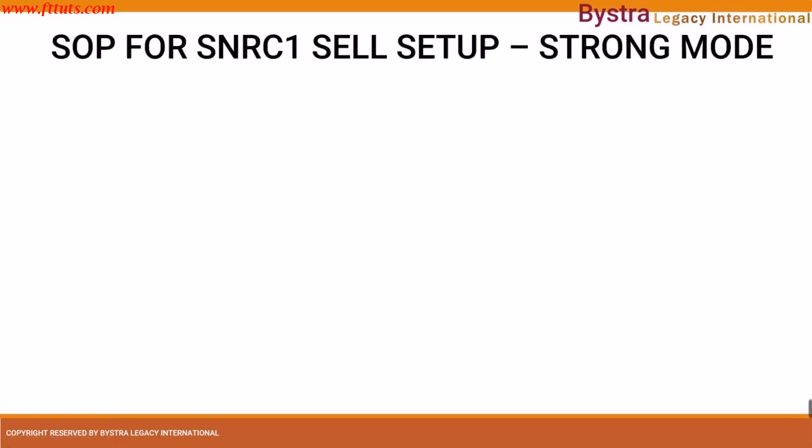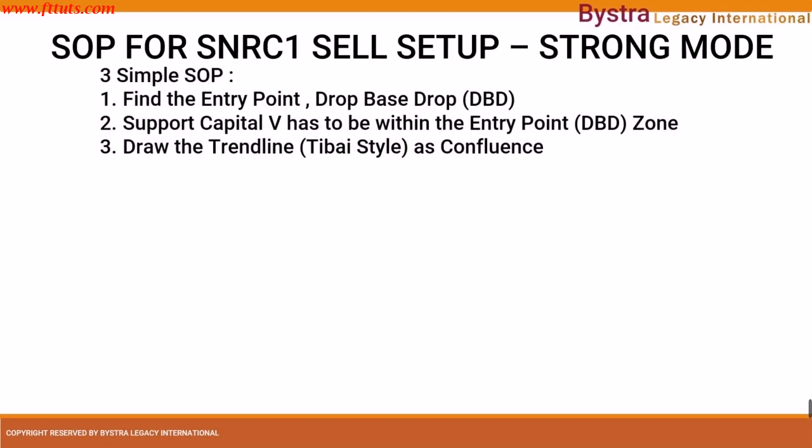Now let's look for the sell setup for the strong mode. Same as the buy setup for the strong mode, we have the 3 SOP. And this time our entry point would be the drop base drop, and we will add the trend line. So we use the T-bar style.